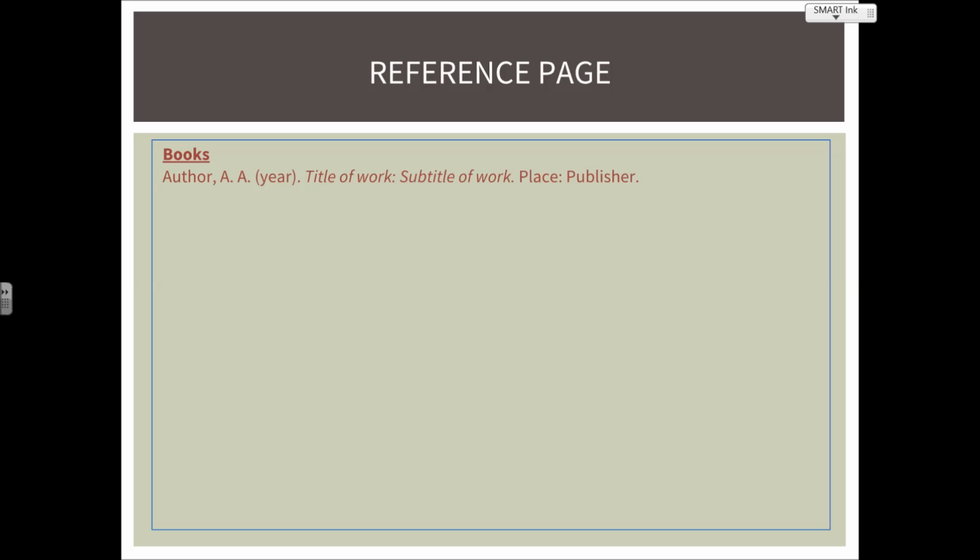So, the way books will look, it's going to be author's last name, comma, first initial, period, space, if you got it, middle initial, period, space, in parentheses, the year, period, the title of the work. The title of the work, some things to note here. First off, book titles are italicized.